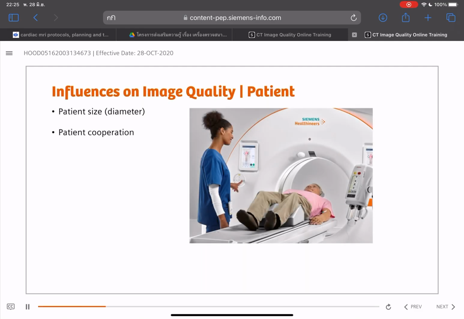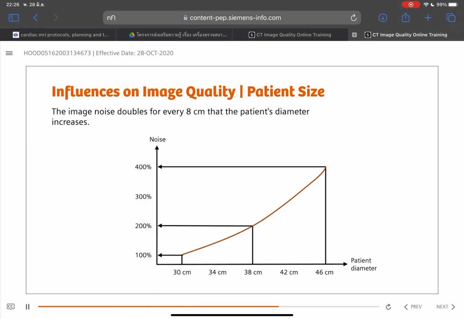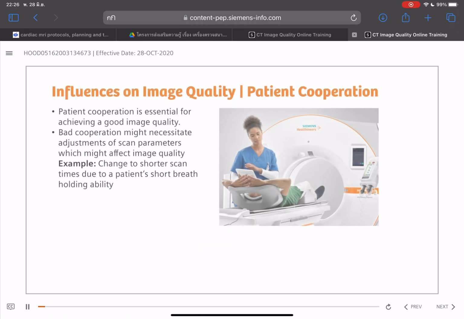Image quality is also influenced by the patient, especially by the patient size and the patient cooperation. The image noise doubles for every 8 centimeters that the patient's diameter increases. Patient cooperation is essential for achieving a good image quality. Bad cooperation might necessitate adjustments of scan parameters, which in turn might affect image quality. As an example, shorter scan times will help with the CT exam of patients who cannot hold their breath for a long time.